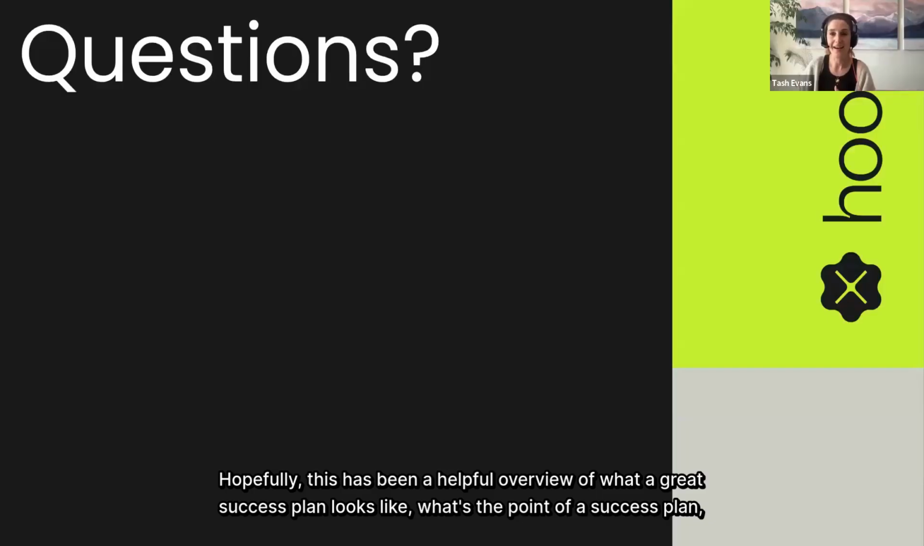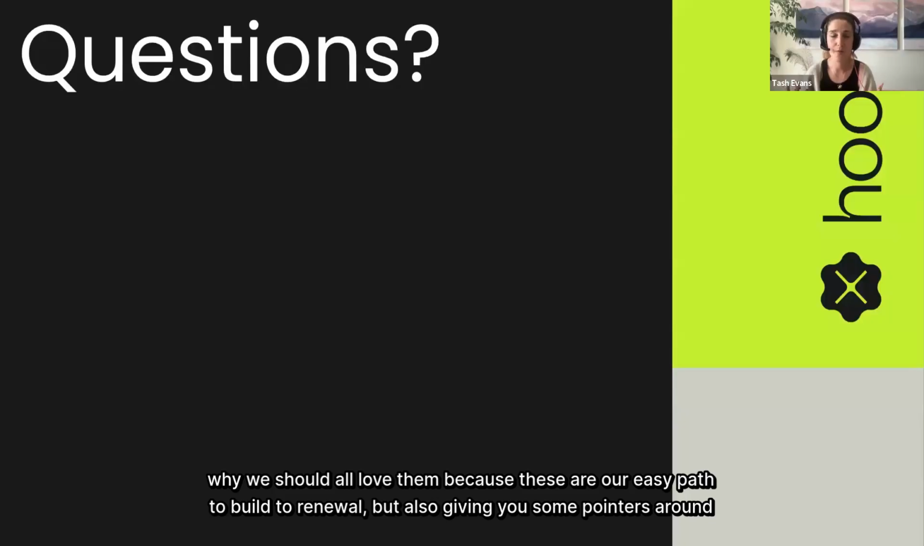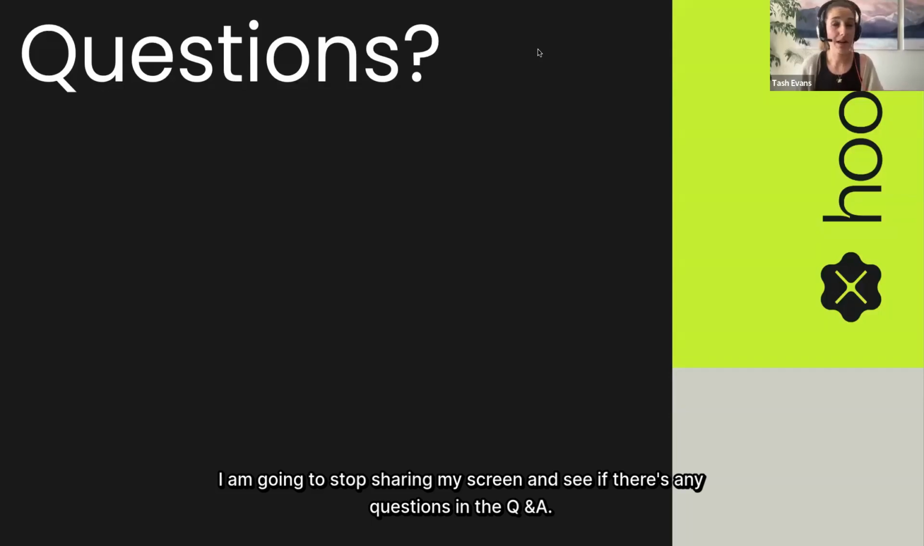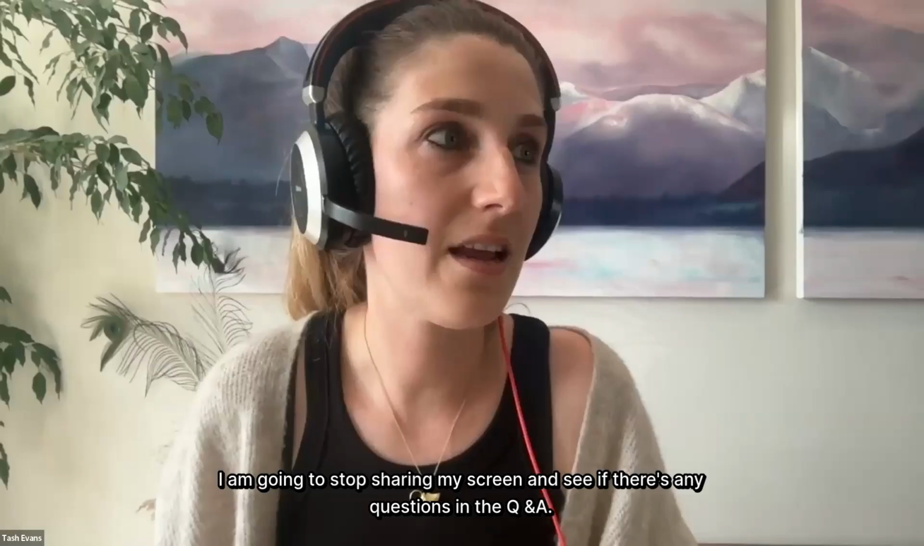Hopefully, this has been a helpful overview of what a great success plan looks like, what's the point of a success plan, why we should all love them, because these are our easy path to build to renewal, but also giving you some pointers around how you think about structuring it, how you think about the questions that you ask along the way. I am going to stop sharing my screen and see if there's any questions in the Q&A.